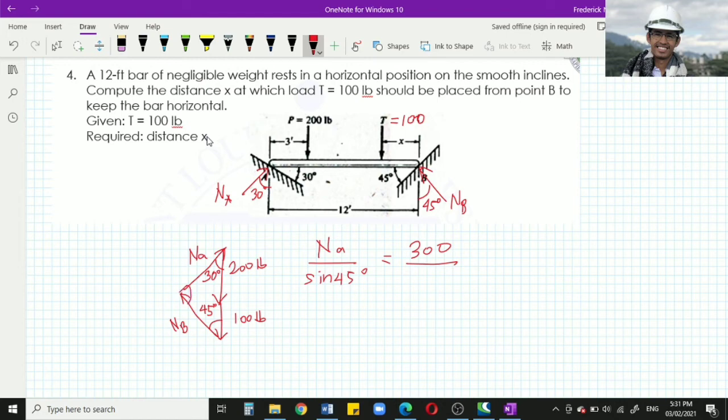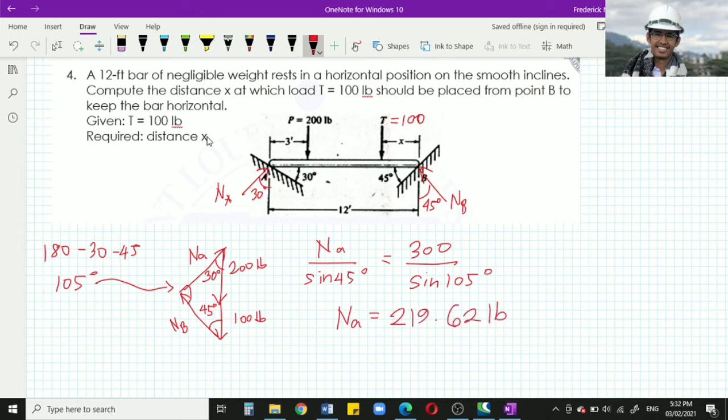So, kunin natin yung angle neto. So, yung sabi natin, triangle is 180 degrees. So, that will be 180 minus 30 minus 45. So, yung angle natin dito will be 105 degrees. So, this is 105 degrees. So, sine 105 degrees. So, solving for NA, so that will be NA is equal to 300 times sine 45 divided by sine 105. So, NA will be 219.62 pounds. Okay.